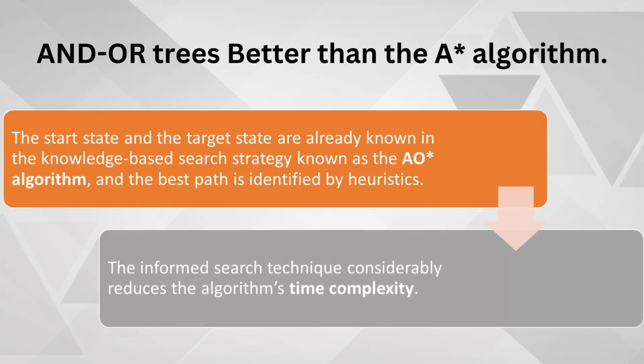The start node and the target state are already known in the knowledge based search strategy known as AO star algorithm, and the best path is identified by heuristics. The informed search technique considerably reduces the algorithm's time complexity. The AO star algorithm is far more efficient in searching AND OR trees than the A star algorithm.